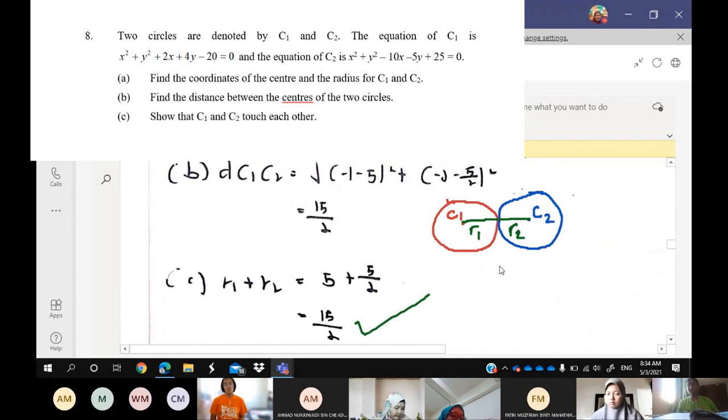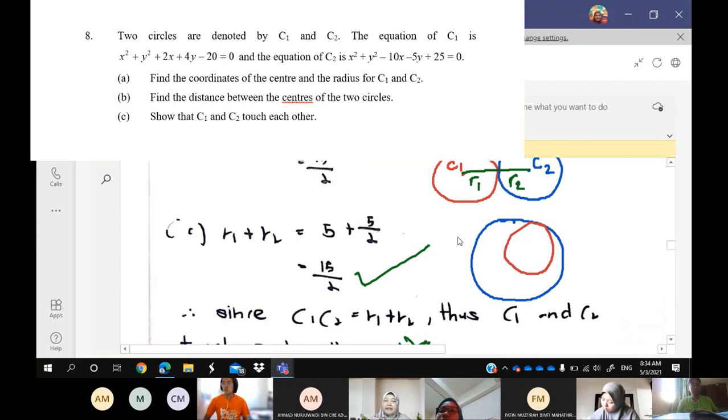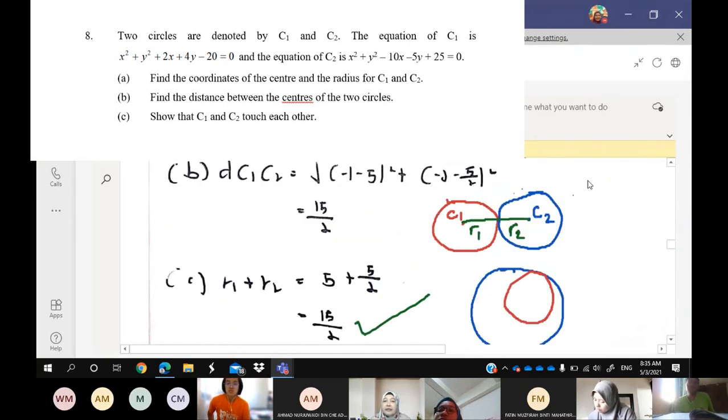Actually, touch each other, maybe outside the circle or inside the circle. This is the circle, this is another circle. This also touches, inside or outside. First, you need to check the center. Find the center for the two circles, find the radius for the two circles, and do a simple sketch to show that actually the two circles are outside each other.